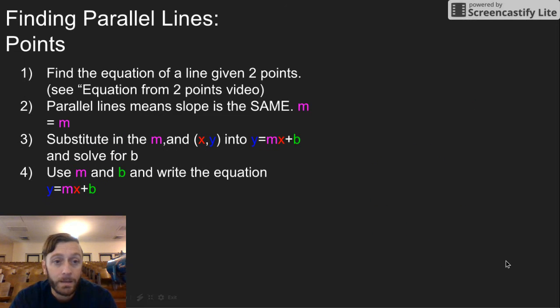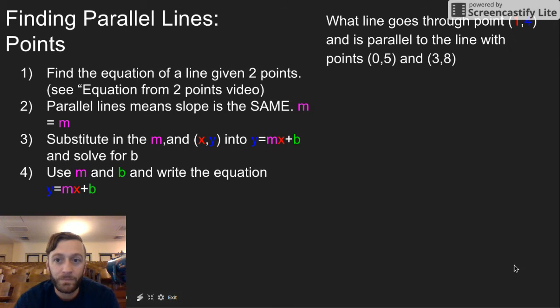Right. Now, finding parallel lines given points. I'll show you the question now. What line goes through the point 1, 4 and is parallel to the line with points 0, 5 and 3, 8? Right, so you're going to see problems like this where the very first step is you have to find the original equation given 2 points. I'm not going back over that in this video. You can watch the other one if you forgot how.